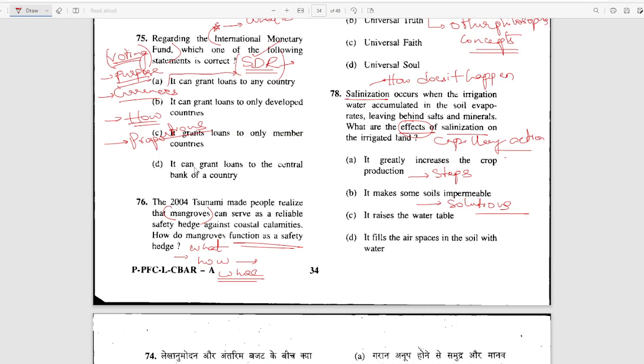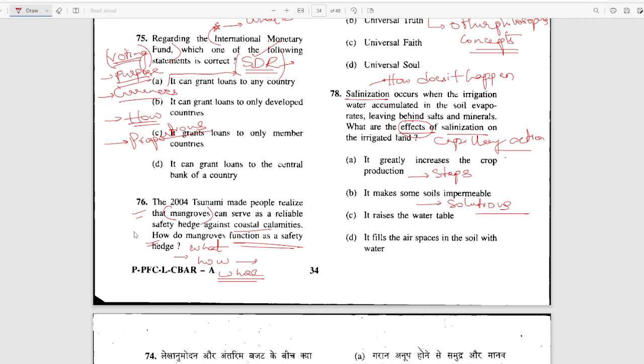The next question is 76th question. The 2004 tsunami made people realize that mangroves can serve as a reliable safety hedge against coastal calamities. How does mangrove function as a safety hedge? That is, they're asking how does it function and how does it protect the coastal region.